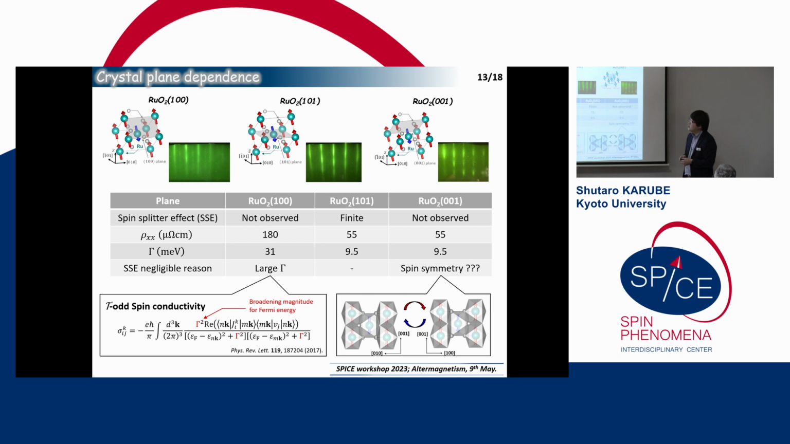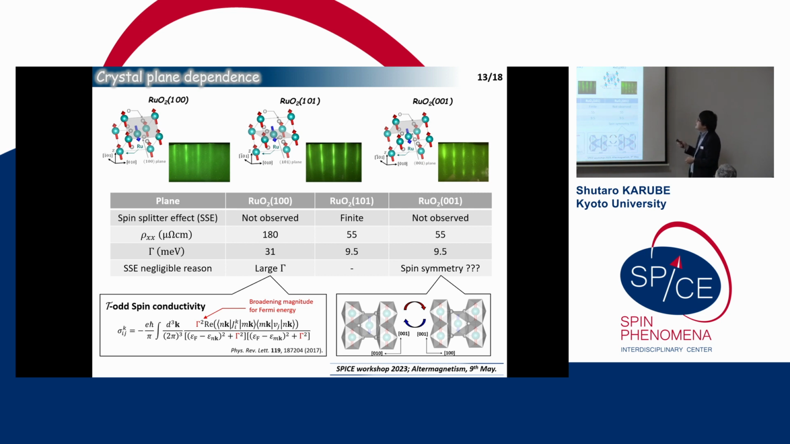According to the theoretical report, in the spin splitter effect, the T-odd spin conductivity is much related to this gamma. So the large gamma leads to eliminating the spin splitter effect. So in this case, we could not see the effect.